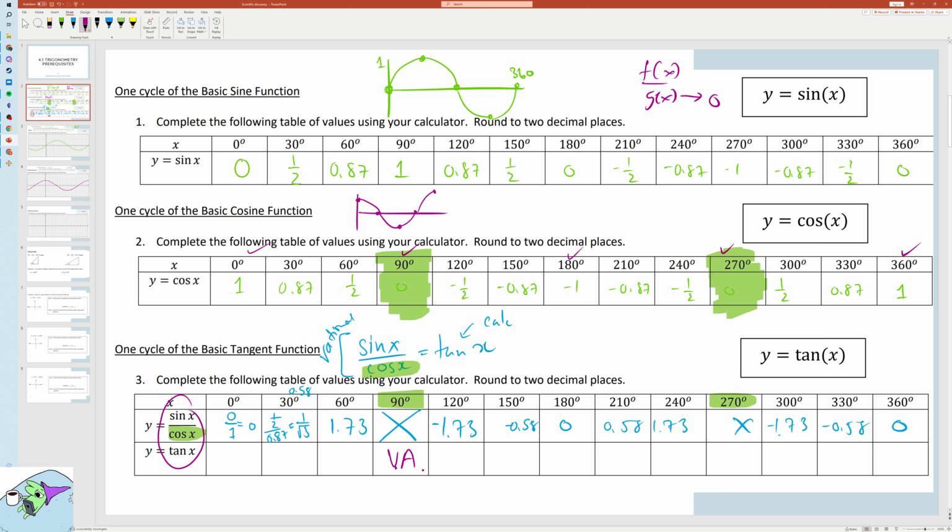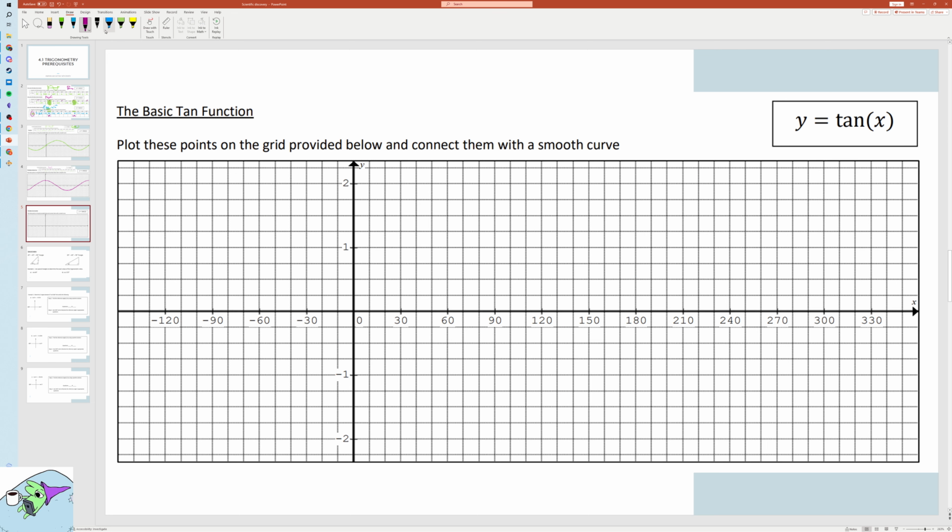The way we explained the hole was that it was a restriction that was originally there, but once simplified was removed. Sine x and cosine x do not cancel out. They are not the same factor. Therefore, this 90 and 270, that 0 in the denominator, refers to a vertical asymptote. So interestingly enough, the tan function is going to have a vertical asymptote at 90 and one at 270. So let's draw the structures in. One at 90, that's a vertical asymptote, and one at 270.